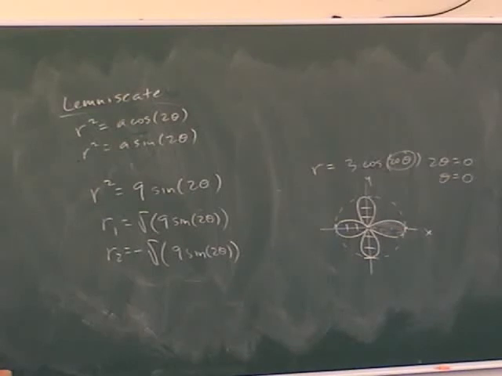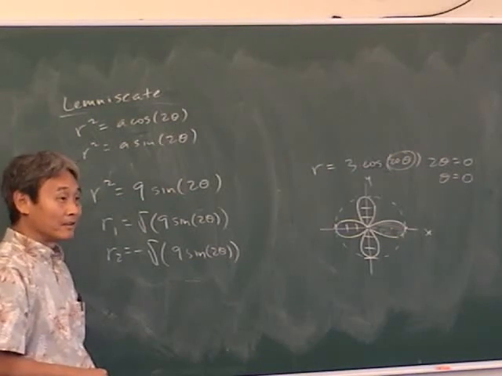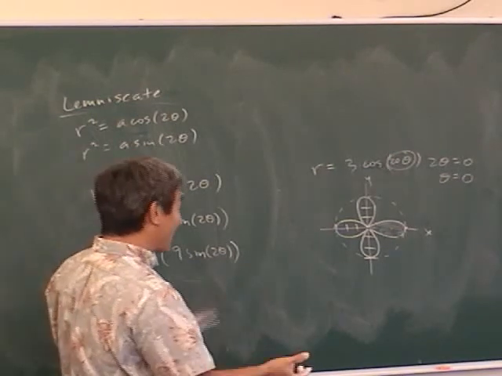Okay, what does it look like? It looks like a figure 8. And that's what it is. A lemniscate is a figure 8.